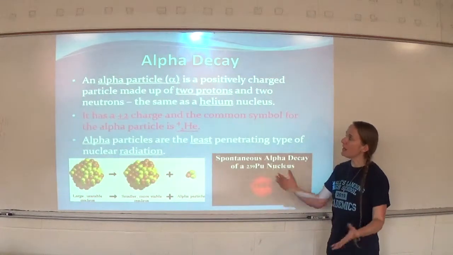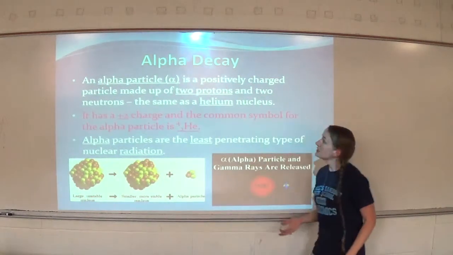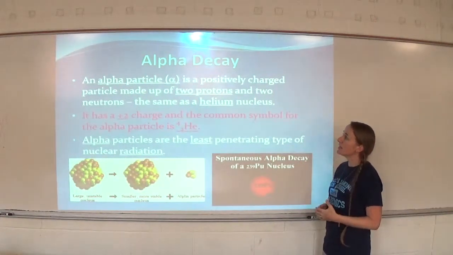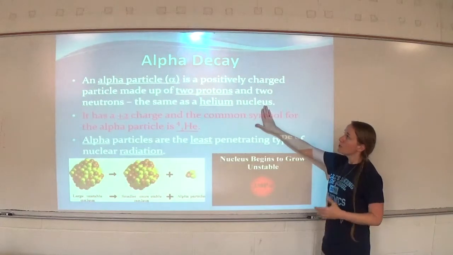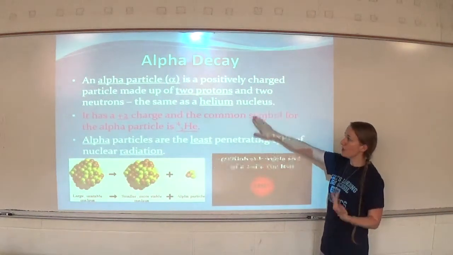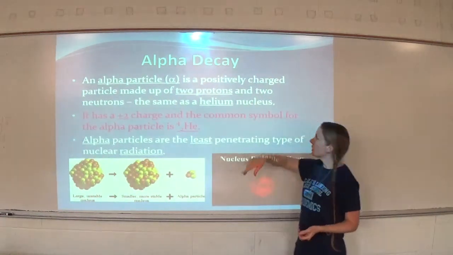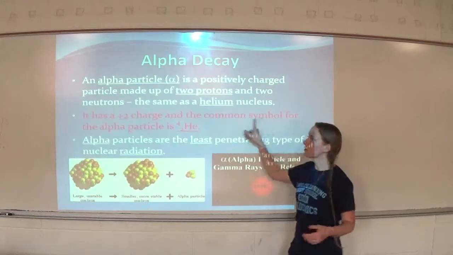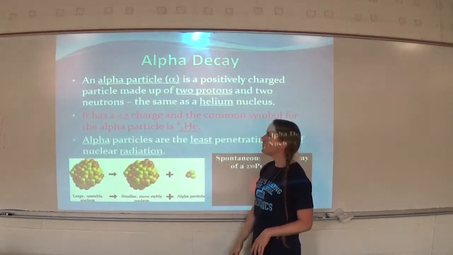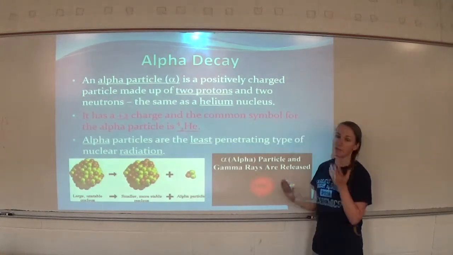So alpha decay. An alpha particle, which is represented by an alpha symbol, is a positively charged particle made up of 2 protons and 2 neutrons, the same as a helium nucleus. So it has 2 protons and 2 neutrons, which means it has a charge of positive 2. Apparently we didn't need to know this, but it's so short, so I'll just talk about it. It has a positive 2 charge, and the common symbol for the alpha particle is helium, 4/2, 4 being the mass number and 2 being the atomic number.